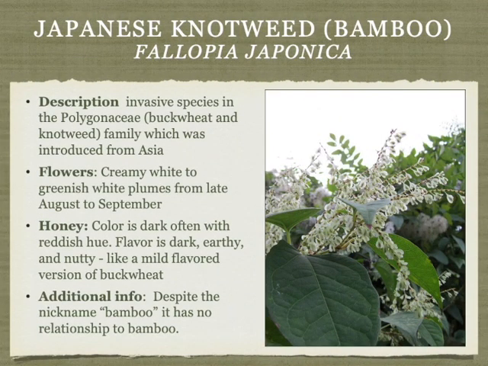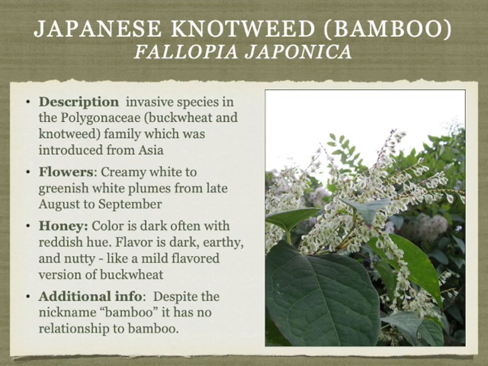Japanese knotweed, sometimes called bamboo honey. This is a species related to buckwheat, but it's an invasive species, unfortunately. Like many invasive species, because it came from Europe or Asia, it's preferred by honeybees because that's originally where they came from as well. The honey is dark, often with a reddish hue. It's very similar to buckwheat, dark and earthy and nutty, but it does not have the funkiness of eastern buckwheat.